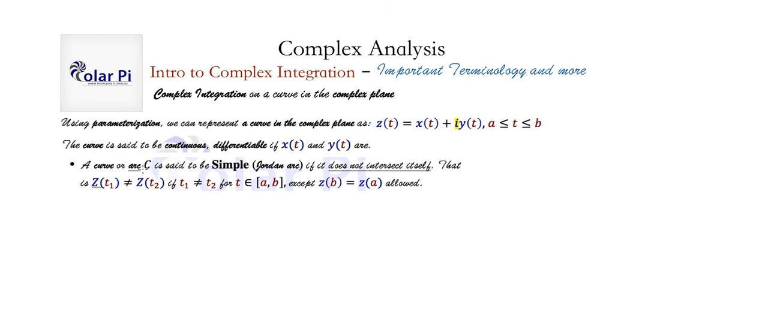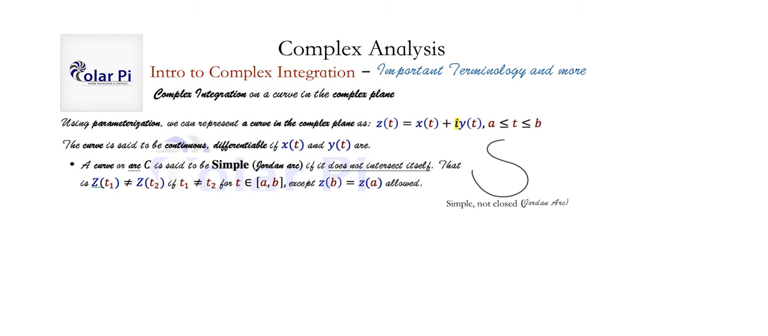But yeah, a curve or an arc C is said to be simple, or a Jordan arc, or a Jordan curve, if it does not intersect itself. And of course, doesn't intersect itself means that if t1 is not equal to t2 for t1, t2 in [a,b], then z of t1 is not allowed to equal z of t2. But we do allow z of a to equal z of b. That is, we allow for starting and endpoints to meet, in which case we'd have a closed curve.